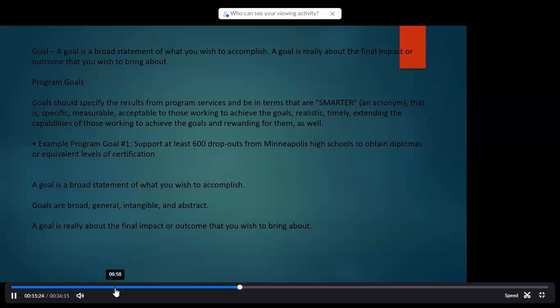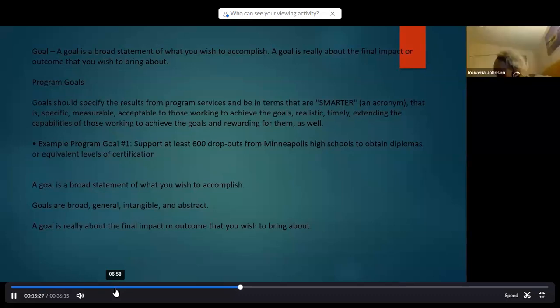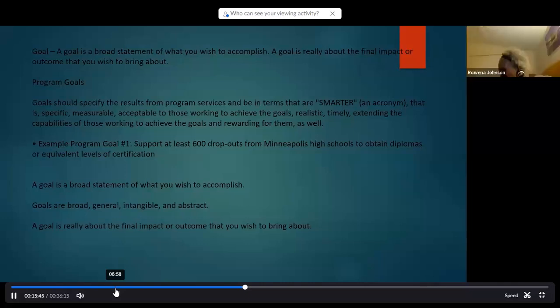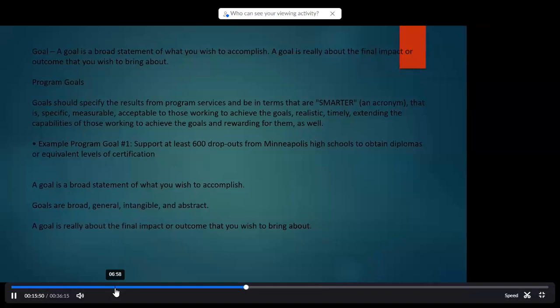Oh, so okay, now the goal is why. Is that what you said? The goal is why? Yeah, the goal talks about the what, the how you plan to do it. Now, okay. Give me an example. Read what example goal number one is. Okay, wait a minute. Goal is how, purpose is why? Yes, exactly. Okay.